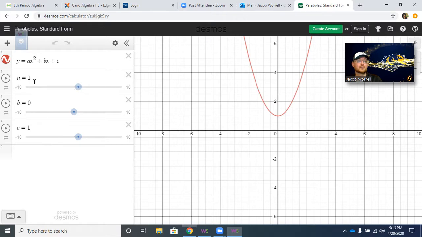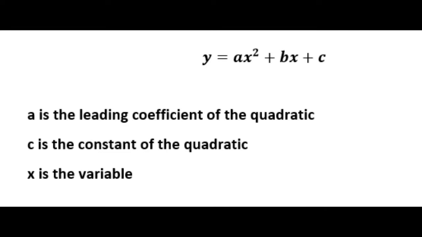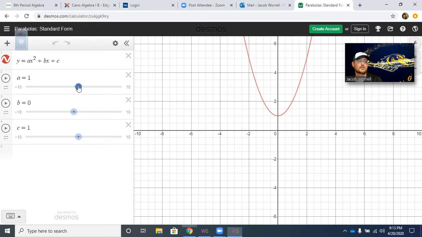Now, it gave us sliders down here for A, B, and C. All right? And so what this means is it knows that A, B, and C are going to be variables, not constants. And so they could be any number. So right here, A equals 1. So that means this is 1x squared plus 0x plus 1. That's what equation is graphed over here.